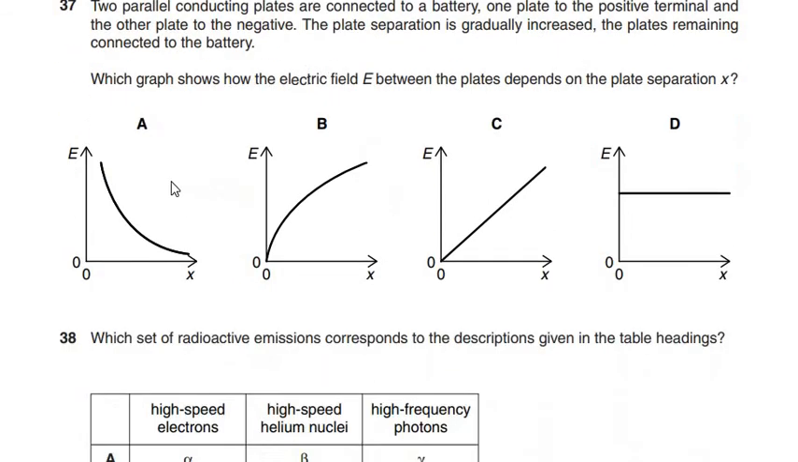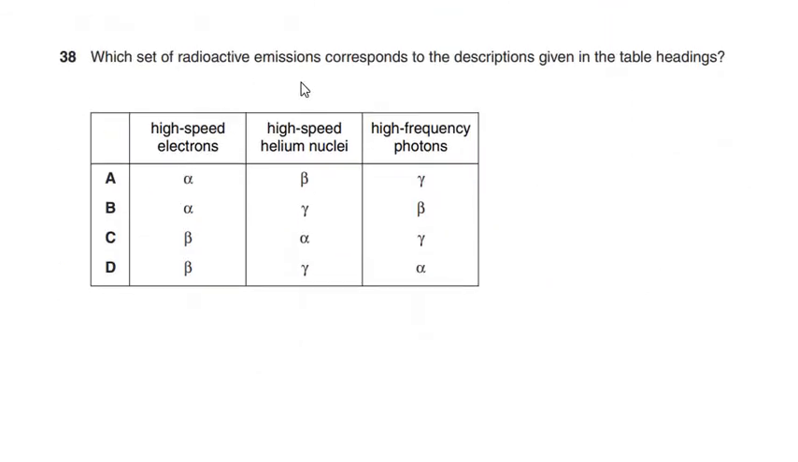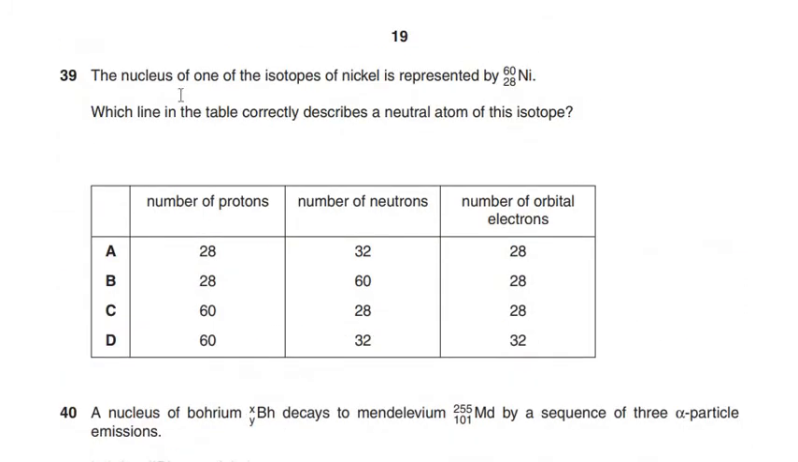All right, that's question 37. So question 38, radioactive emissions correspond to the descriptions of table headings, and so on. I'm not going to even read it. Answer is C. Don't do that in the exams.